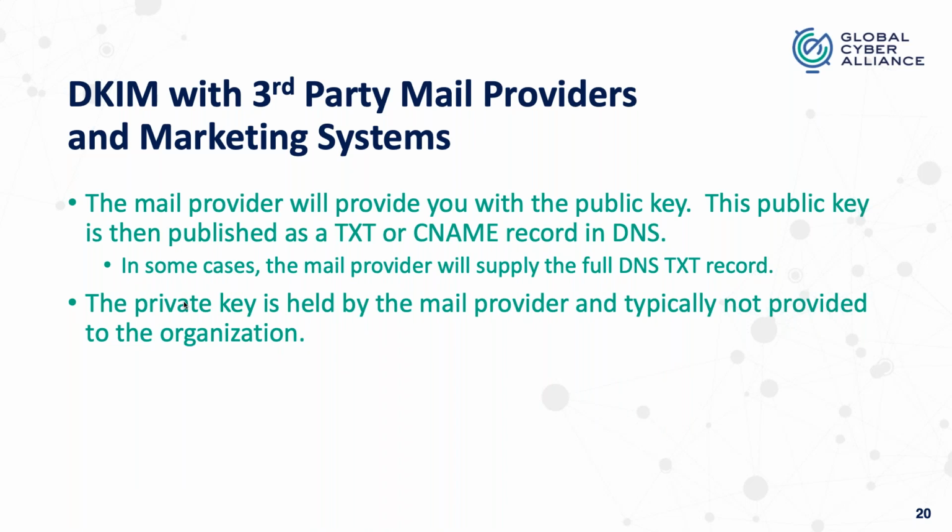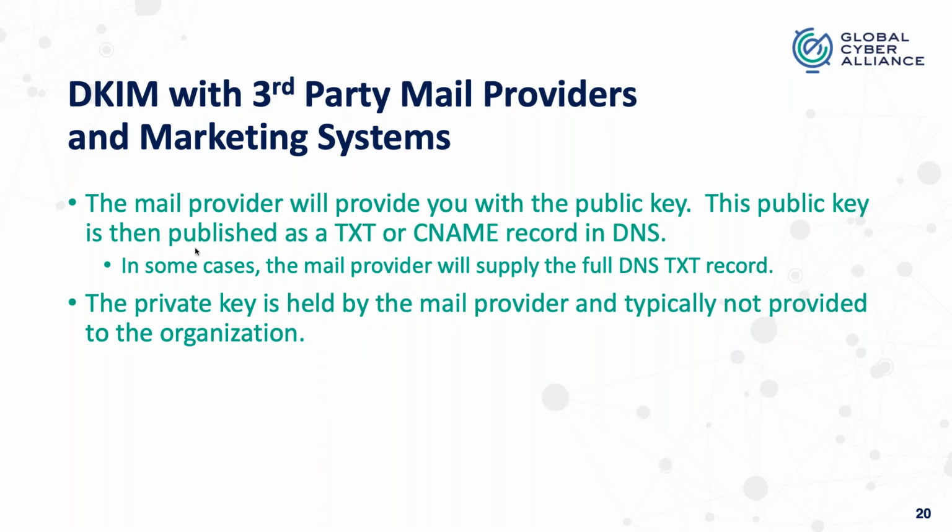Google, for example, provides you with a TXT record, so they'll give you the public key, and you publish it in your DNS. Whereas Office 365 will give you two CNAME records that you need to create. They tell you these are the two you need to create, and you're pointing to a different domain, and that's the domain handling your public key. The private key is typically held by the third-party vendor or mail provider, and they don't give it to you. Depending on the systems you're using, some will allow you to rotate the keys as well, which is a good idea to do every so often.